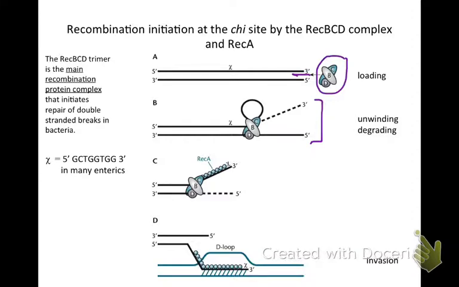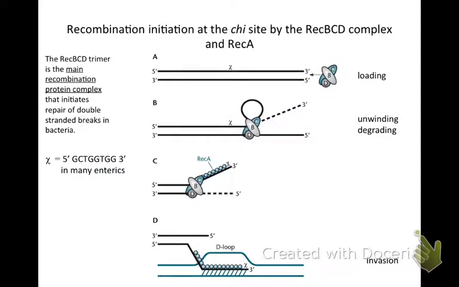Now, the first thing that it does is it's going to degrade the DNA from the 3' end, in this case, until it reaches a chi site. And here is an example of a chi site in many enteric bacteria, but it's going to be slightly different in different organisms. And when it reaches the chi site, the 3' to 5' exonuclease activity slows down, and instead the 5' to 3' nuclease activity increases.